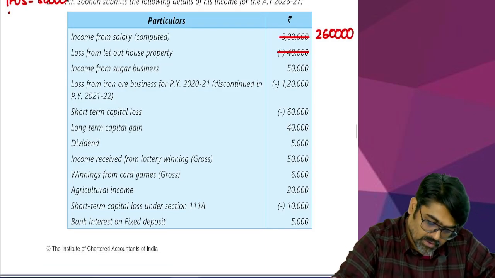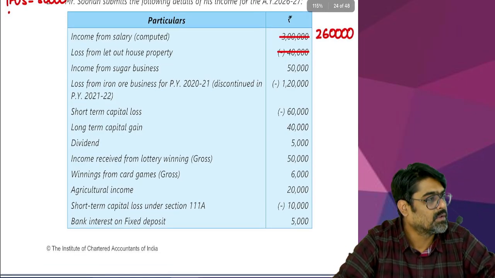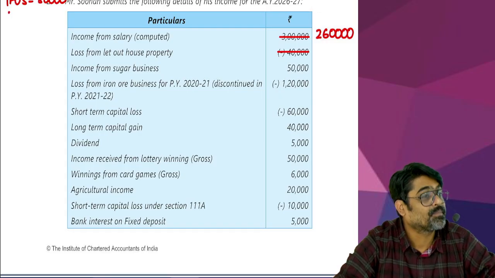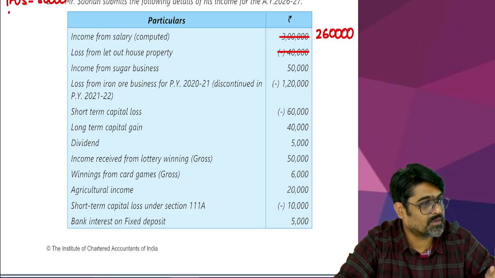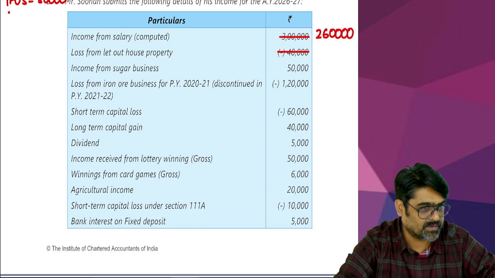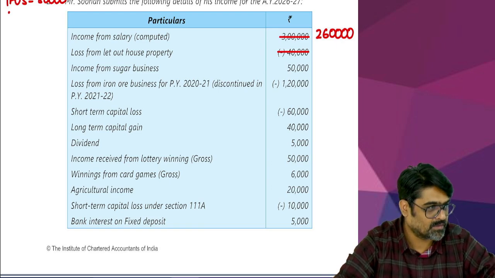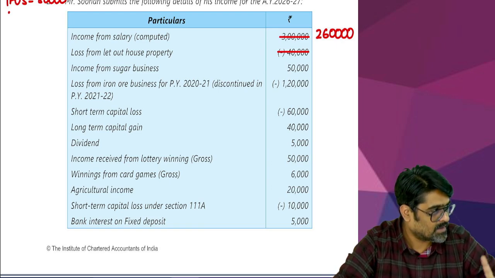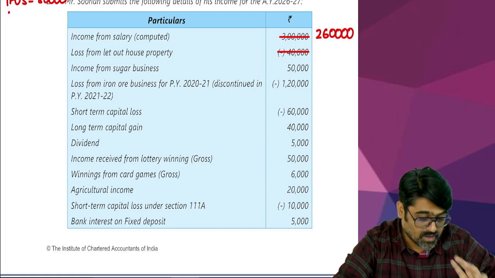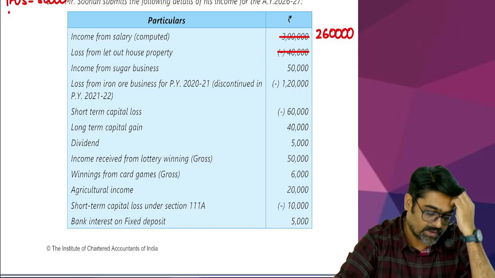Understanding? Now income from sugar business. Sir, sugar business is what? Specified business. Warehousing of sugar is a specified business. Are you in the warehousing of sugar business, or only sugar business? Till the time they are not telling you that it is a warehousing of sugar, it is not a specified business, it is a normal business. So normal business 50,000 income is there.